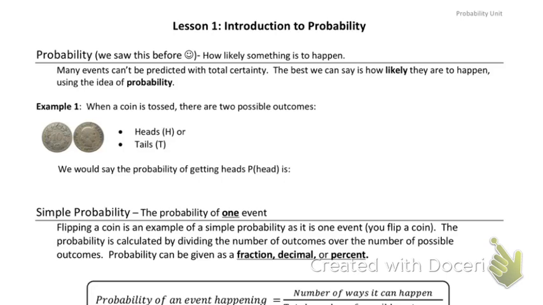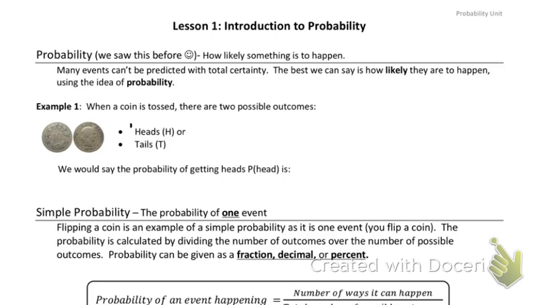So many events can't be predicted with total certainty. When I flip a coin, you're not 100% certain it's going to be heads or tails. If it was, betting would be pretty easy on that kind of stuff. The best way we can say this is, how likely is this going to happen? That is probability. How likely is it that I'm going to flip a head? Well, that's 1/2. You have heads and you have tails. So when you toss a coin, there are 2 possible outcomes. It's either going to be heads or tails.